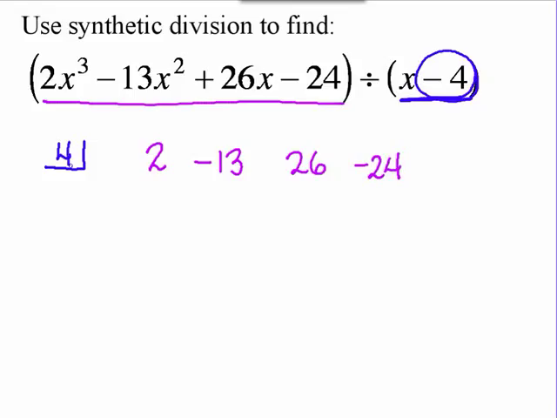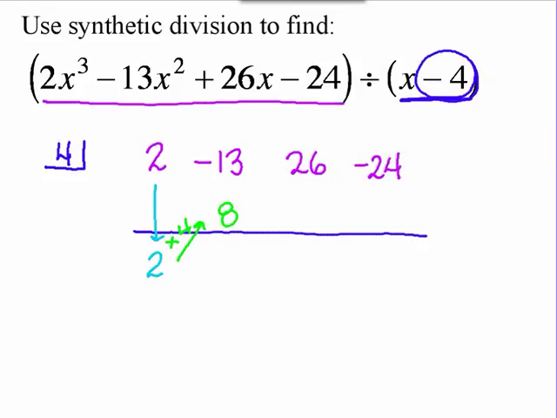Now the fun begins. I'm going to draw a line right here. Notice I left a space. Very first step is you bring down the first number. So I'm going to bring down the first number. That's a 2. Now this is where it gets fun, because I'm going to take the 2 times the 4. And I'm going to get what? 8. Wow. And I'm going to place it right underneath the negative 13.